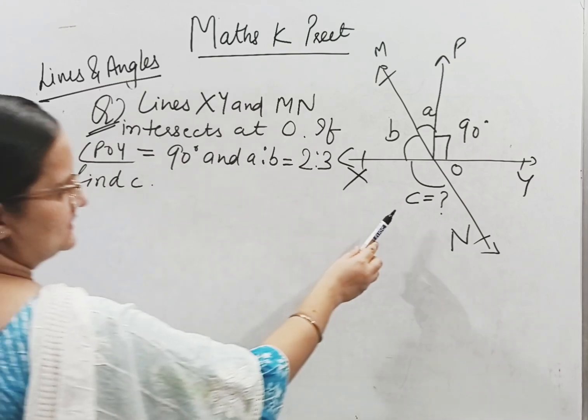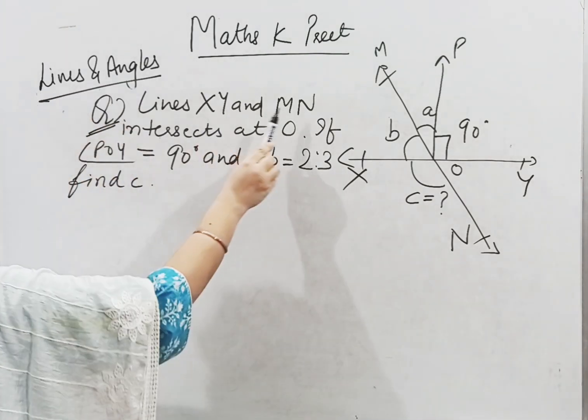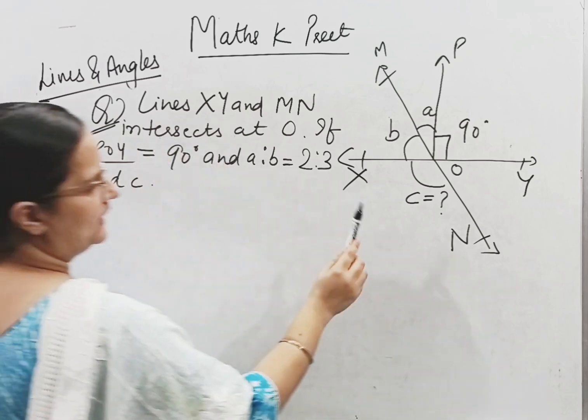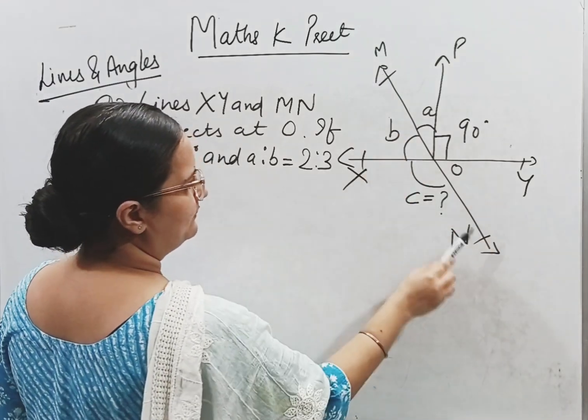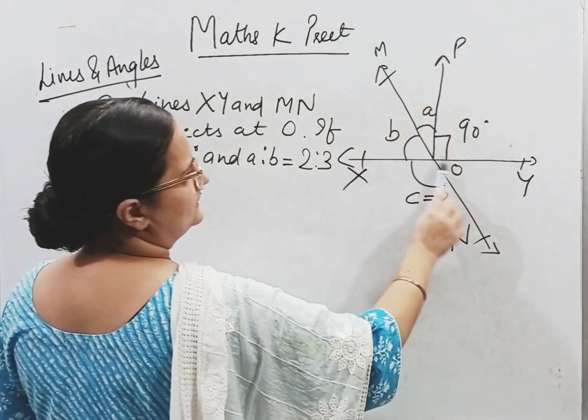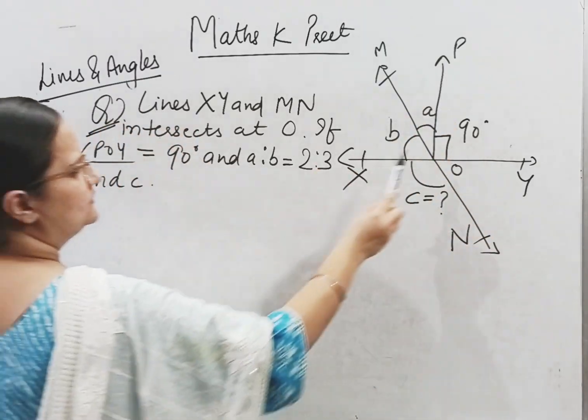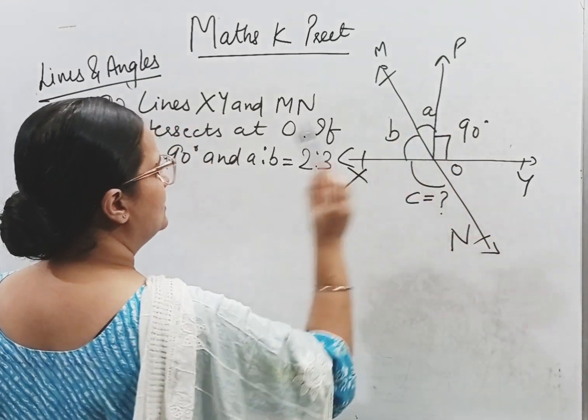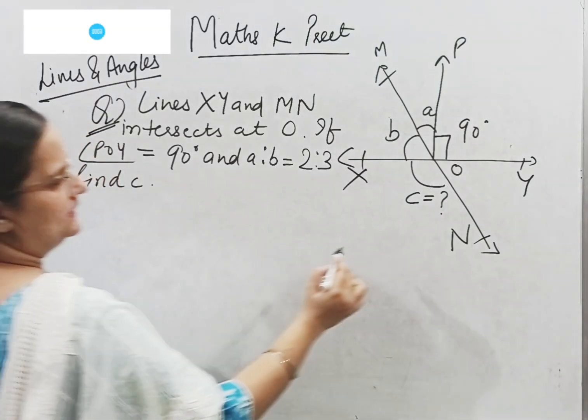So this is the question. This figure is given to us. XY and MN intersect at O. If angle POY is given as 90 degrees, and the ratio of these two angles is given as 2:3, we have to find this angle C.